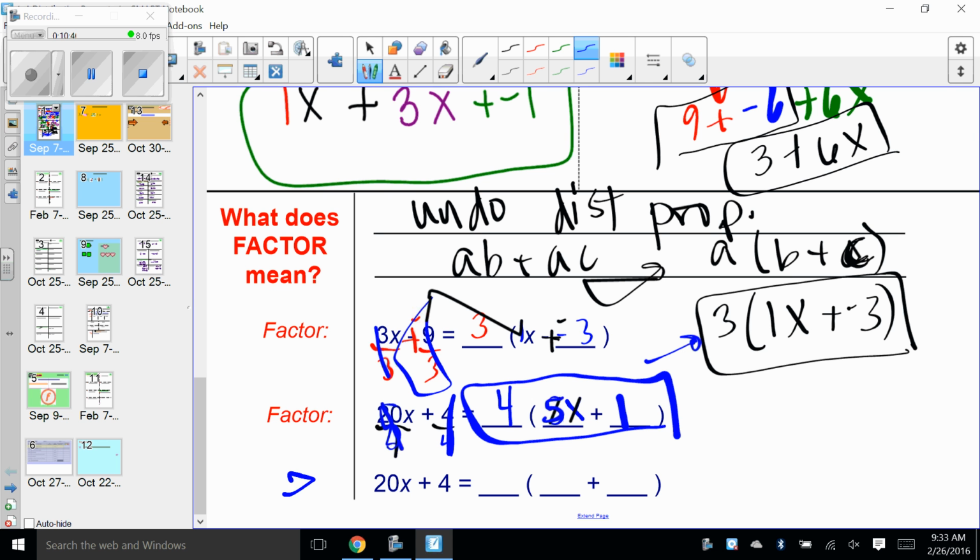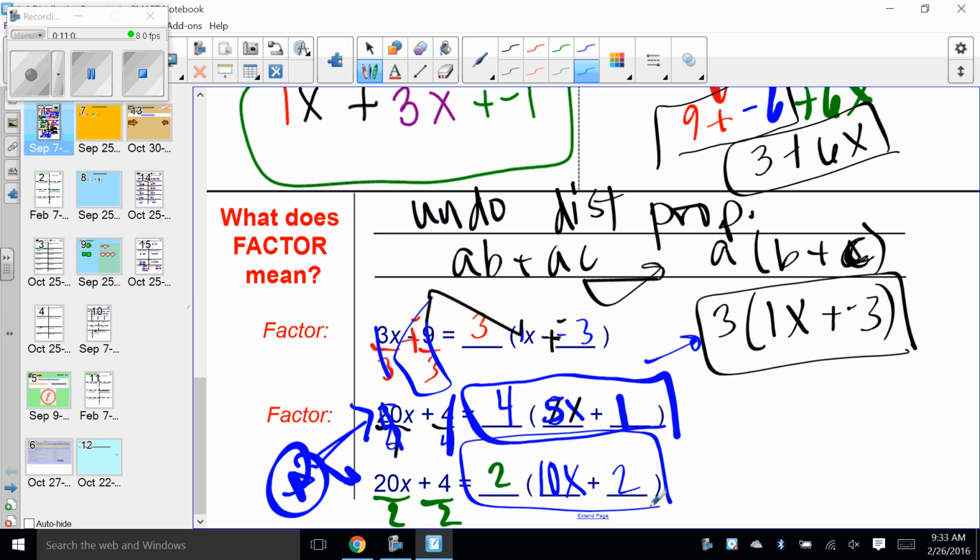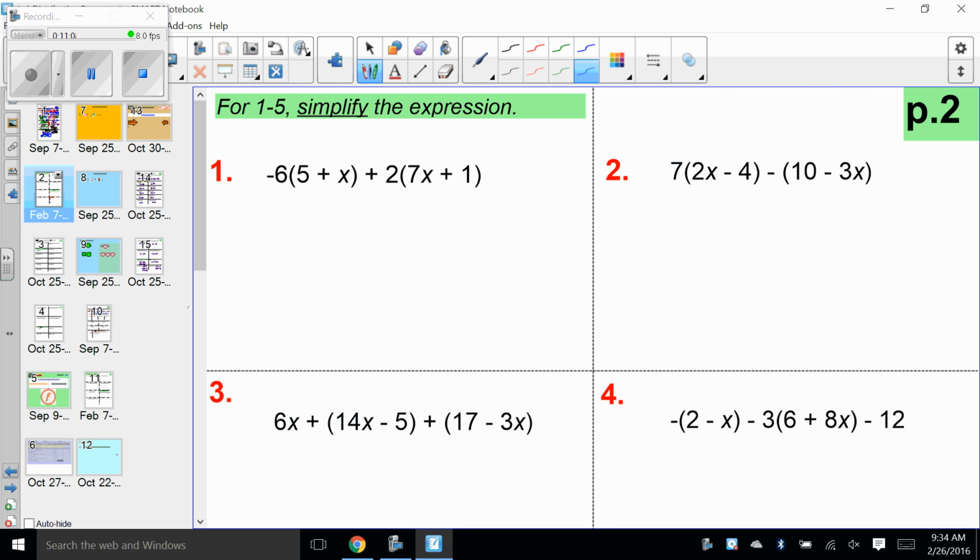I want you to think about, is there any other way we could have solved that same problem? Notice these are the same problem. Besides taking a 4 out or dividing a 4 out, is there anything else we could have divided out? You should have said, well, yeah, we can divide a 2 out. So let's try that. Let's take a 2 out. Divide by 2 in both terms. Pull that on the outside. So we have 20 divided by 2 is 10. Put the x back. And we have 4 divided by 2 is 2. So there we have it. 2 comes on the outside. We have 10x plus 2 on the inside. And we are done.